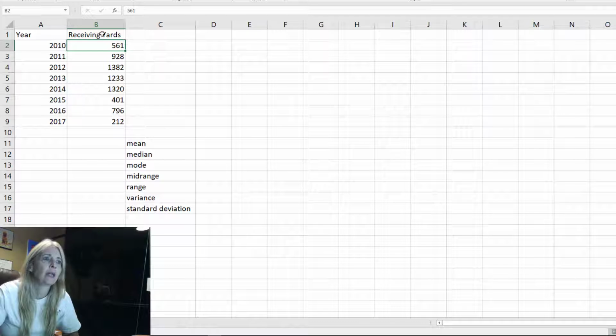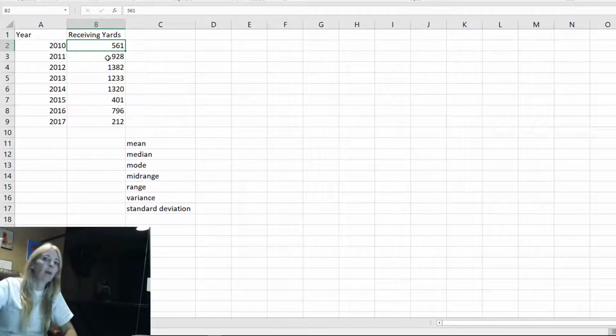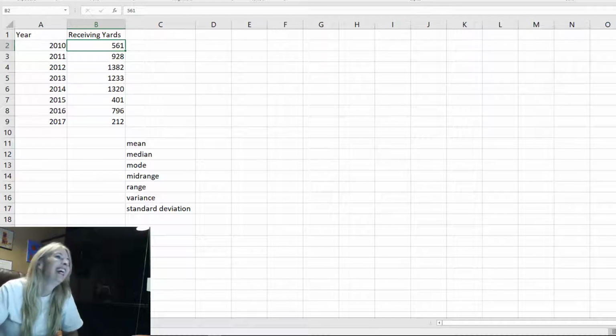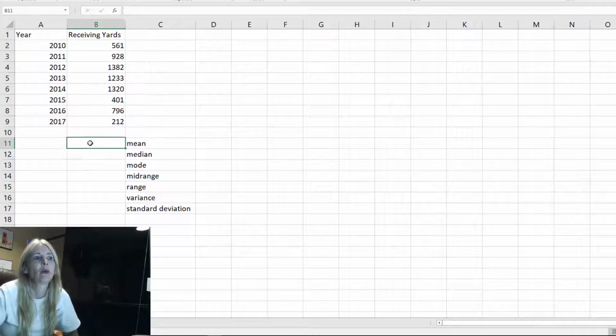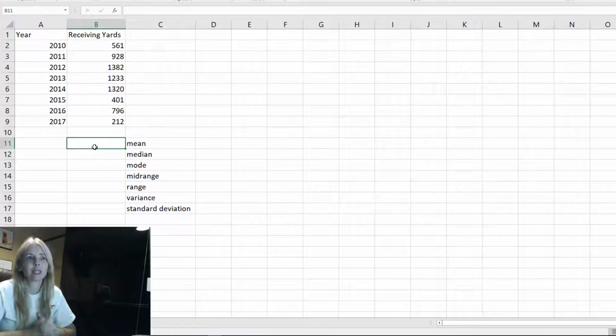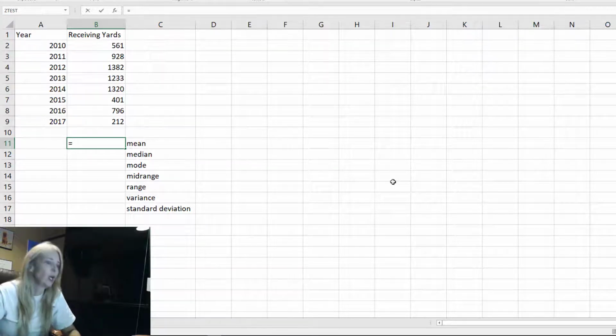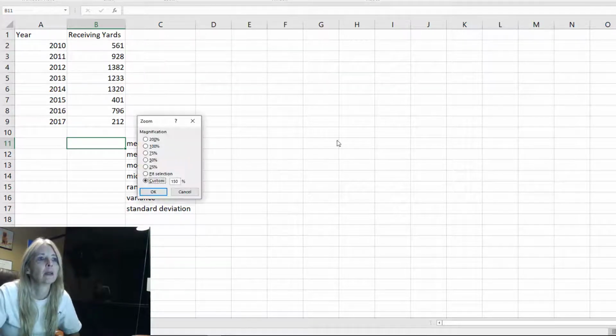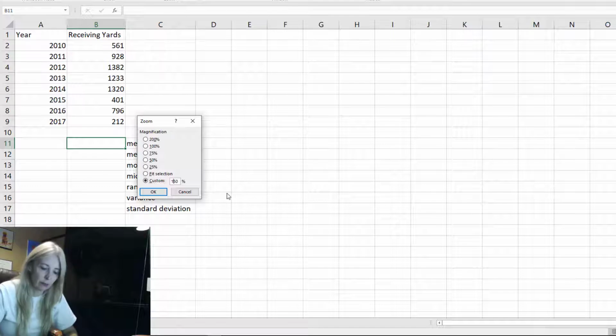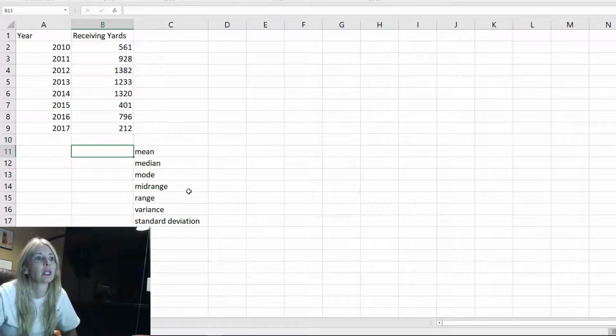So I have some data here. It's actually Dez Bryant, Dallas Cowboys, his rushing yards. I want to find his average rushing yards, see if there's a median, mode, all that good stuff. Everything in Excel, you start with an equal sign, because you want Excel to calculate this for you. I'll make this a little bit bigger. That might help.